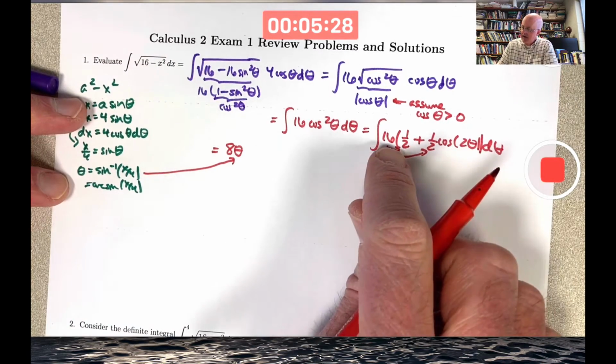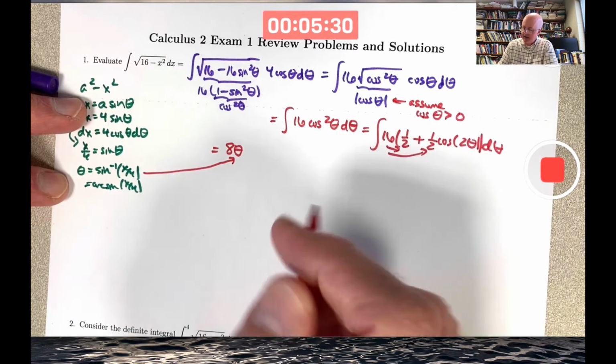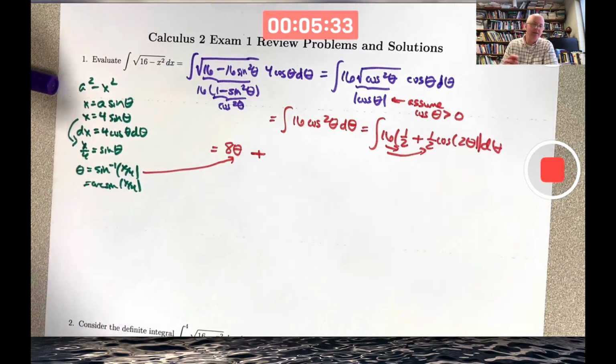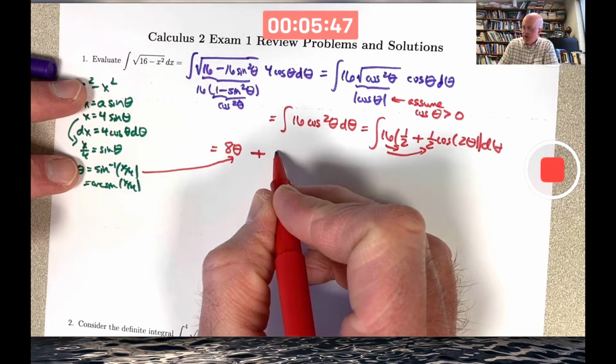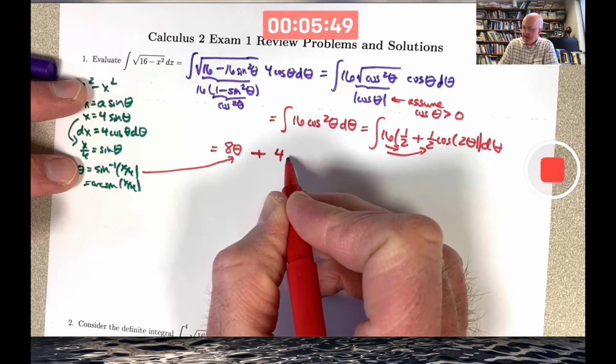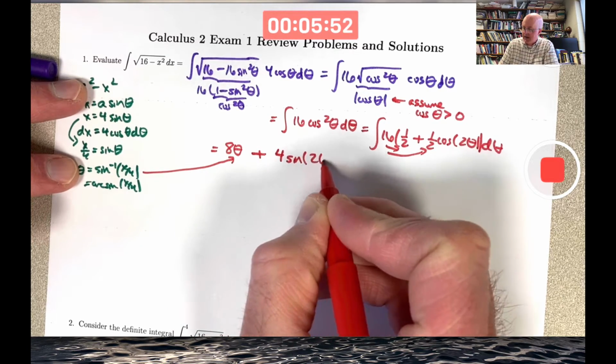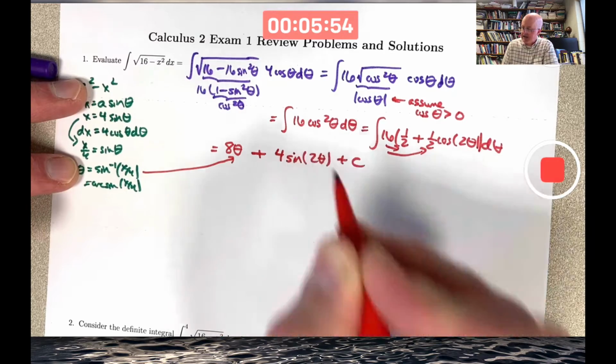I also have 8 cos 2 theta that is being integrated. Now, technically speaking, to do that kind of integral, if you want to be extra careful, you could do another substitution, say u equals 2 theta. However, it's simple enough that you really should be able to do it in your head with perhaps a little experimentation. What you'll ultimately get is 4 sine 2 theta. Then don't forget your plus c.